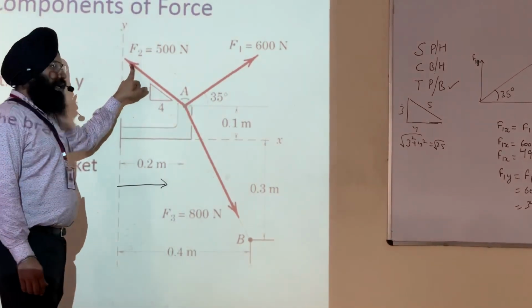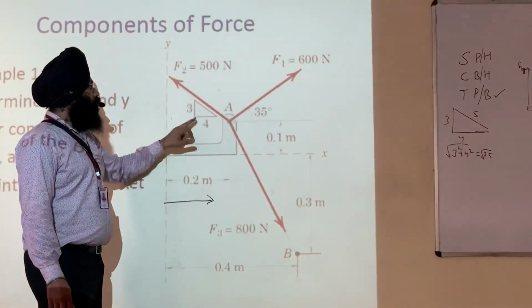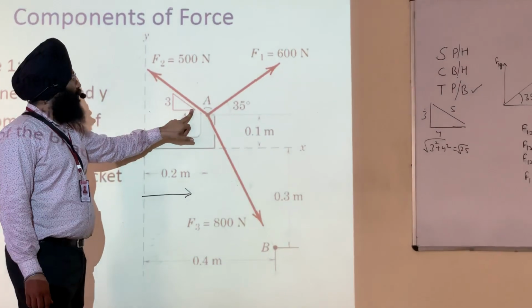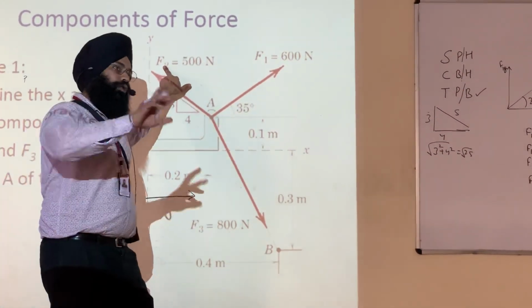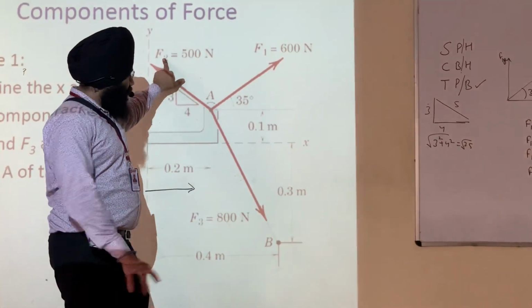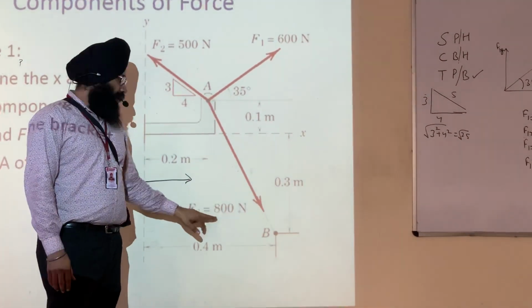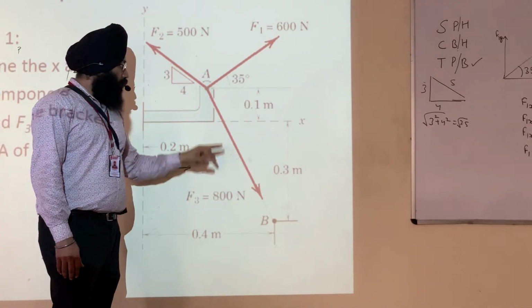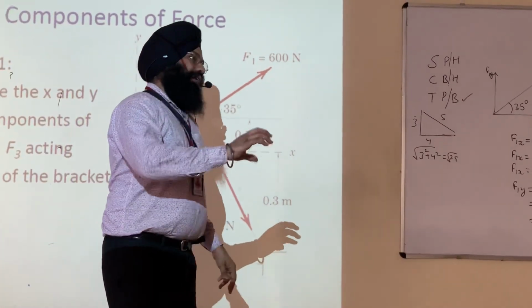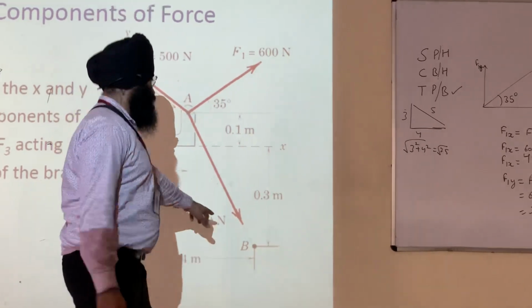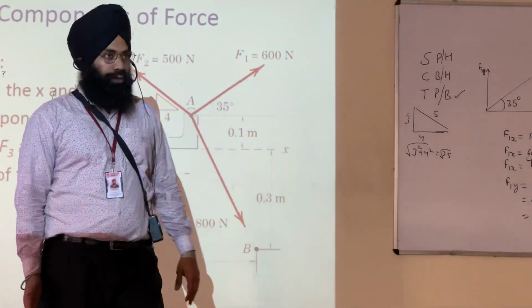Similarly, for the second case, the distances 3 and 4 are given to us and the value of F2 is 500. We need to calculate F2y and F2x. Similarly, for F3, the magnitude is 800. We need to calculate the values of Fx and Fy for the third force. Let us start and see how we can do this.